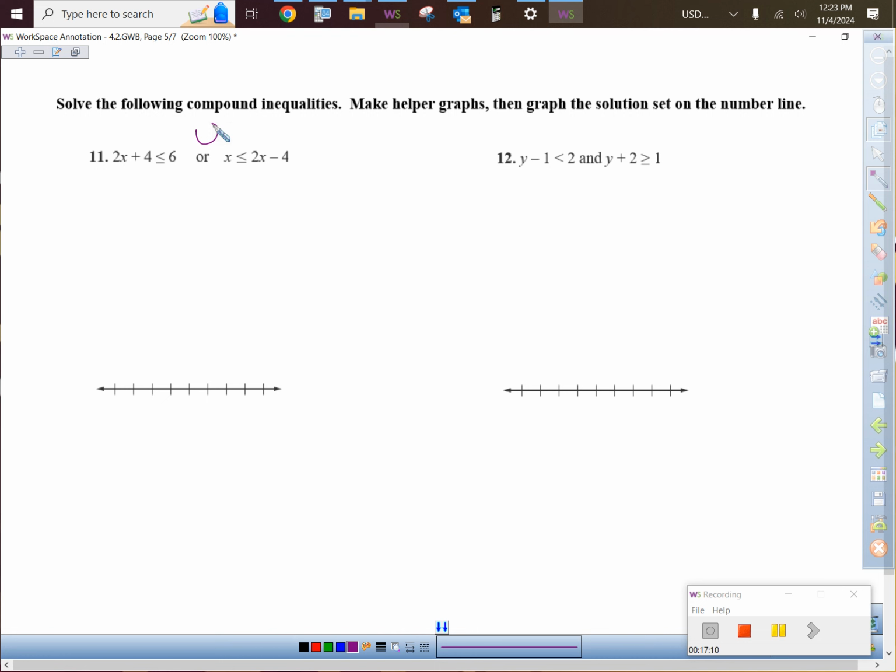Let's take number 11 here. Let's solve him for x. So what's my first move right here? Subtract 4. Does the symbol switch? Nope. And then divide by 2. Does the symbol switch? No.